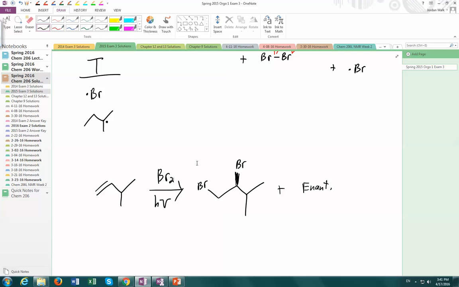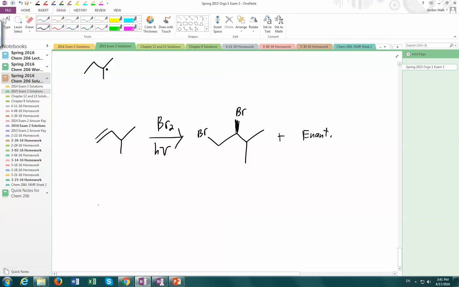We know this already. So instead of using molecular bromine, what we've got to do is use something that avoids molecular bromine, and so that is what? NBS. That is NBS. So we use NBS in place of molecular bromine, and so we end up seeing a different product.